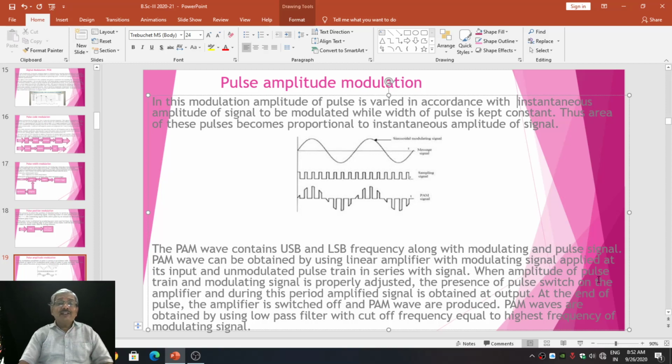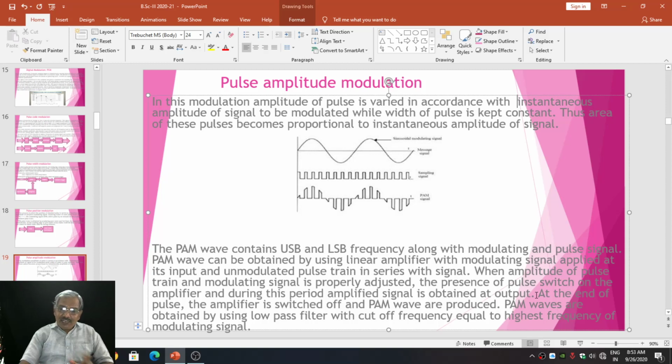When the amplitude of the pulse train and modulating signal is properly adjusted, this is very important, the presence of a pulse switches on the amplifier, and during this period an amplified signal is obtained at the output. Last time we have studied the action of a transistor as a switch, which plays a very vital role in this particular case.